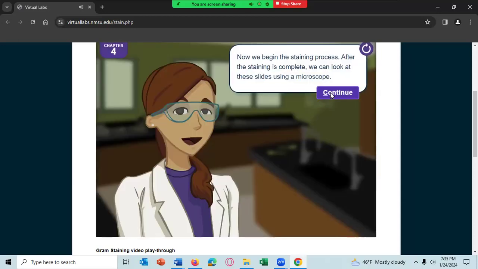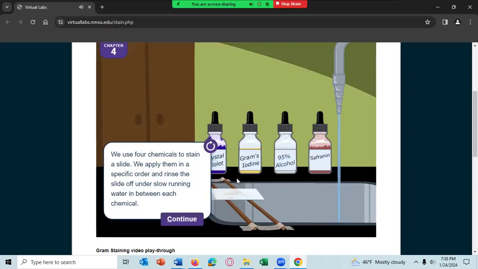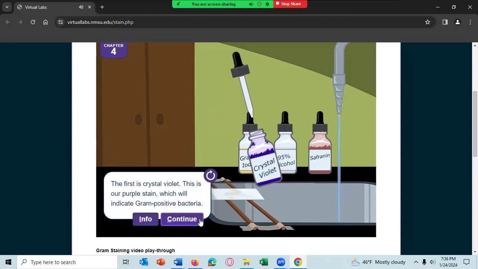Now we begin the staining process. We use 4 chemicals to stain a slide. We apply them in a specific order and rinse the slide off under slow running water in between each chemical. The first is crystal violet. This is our purple stain, which will indicate gram-positive bacteria.